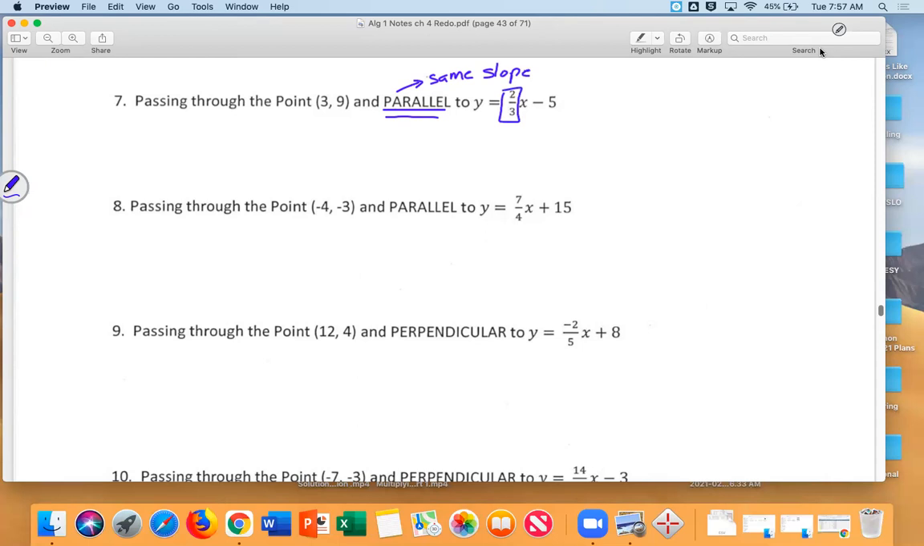So I'm going to take my slope. I'm going to write m equals 2/3. I'm going to take my point, which is 3, 9. I'm going to label my point x1, y1, and I'm just going to substitute it in. So I have y minus 9 equals 2/3 times x minus 3. Is that what you got, Sophie?